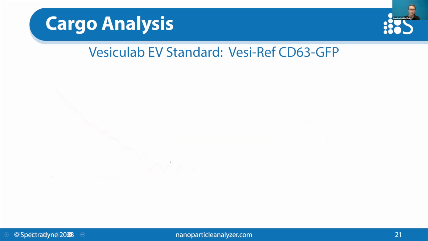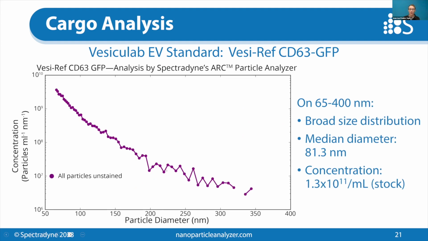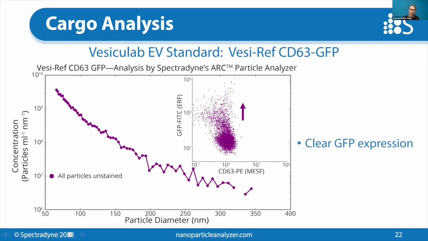Okay. When we analyze this sample on the ARC and just look at the size distribution, so this plot is showing concentration on the y-axis versus particle diameter on the x-axis. This is the distribution that we see. Okay, and this is just the electrical measurement data, but we're looking at the fluorescence also. So this is what we see in the fluorescence.